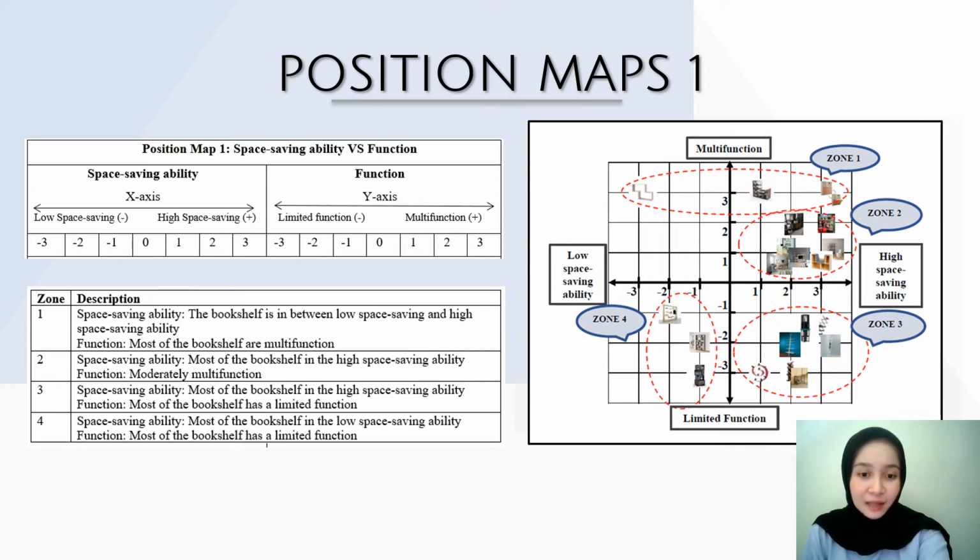This analysis helps to analyze all those existing multipurpose bookshelves according to some specific criteria. Through these maps, the multipurpose bookshelf is divided into 4 zones. In position map 1, each zone analyzes the space-saving ability, where it is low or high space-saving ability, and the function, which refers to limited function or multifunction of the multipurpose bookshelf.